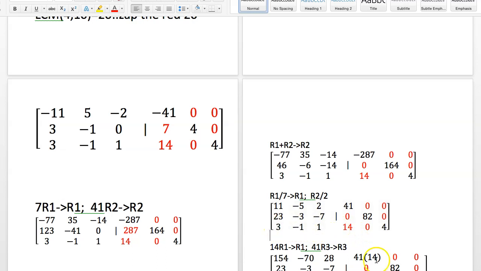Usually people don't miss it. The 4 is easy to miss. So hit everybody with 41. Now, we're not going to mess with row 2 at this time.